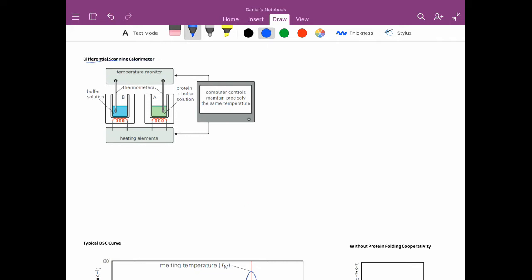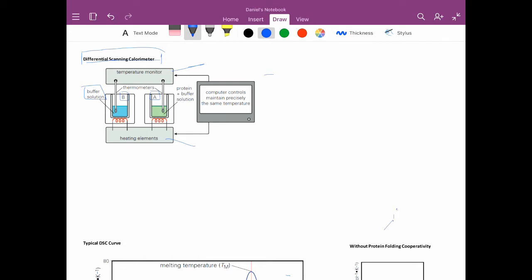And here we have a schematic of one right here, and it is made up of a set of heating elements and a temperature monitor. And these heating elements are applied to two different solutions, B and A. One of your solutions is just a buffer, and the other is one that contains a protein of interest and the same buffer.